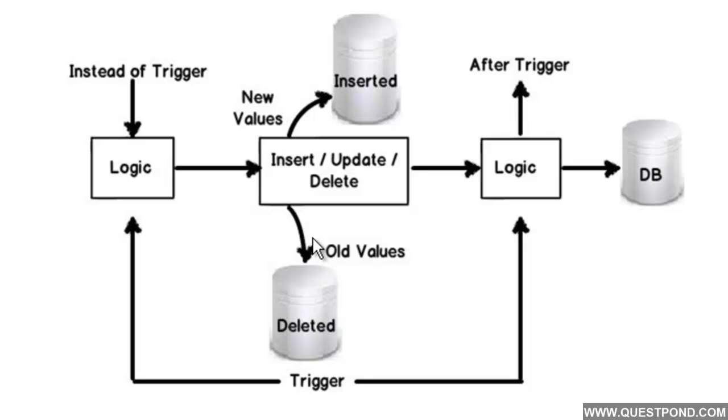Now there are two kinds of triggers. One is the instead of trigger and the other one is the after trigger. Now the instead of trigger executes before the updation happens on a table, and the after trigger executes after the updation has already happened on a table. So in this video, let's first demonstrate what exactly a trigger is, then we'll demonstrate inserted and deleted tables, and later down the line we'll see a demonstration of the instead of trigger and the after trigger.